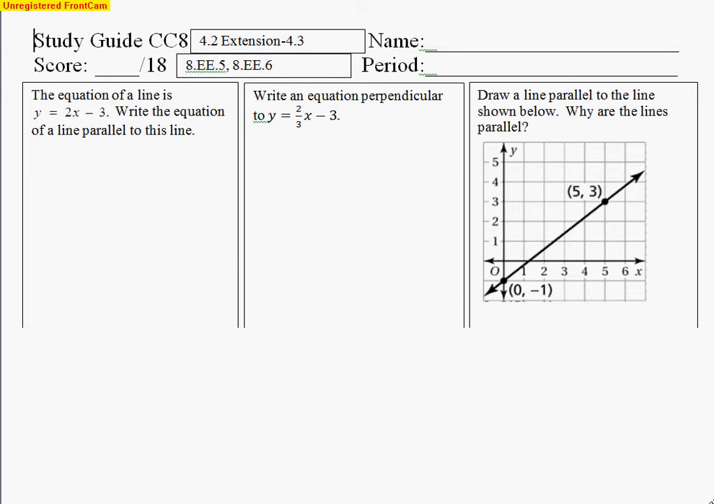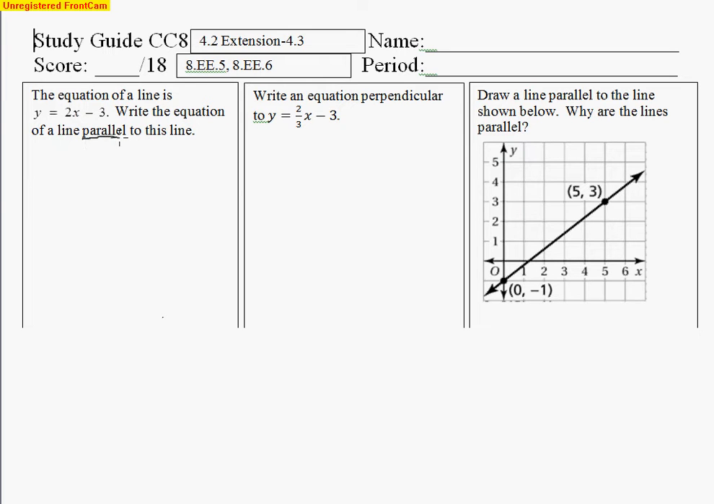These are the solutions for the study guide for Chapter 4, Section 2, Extension, and Chapter 4, Section 3. So let's take a look at the first problem that we'll end up seeing on the test, and it says the equation of a line equals y equals 2x minus 3. And then it says to write an equation of a line that is parallel.